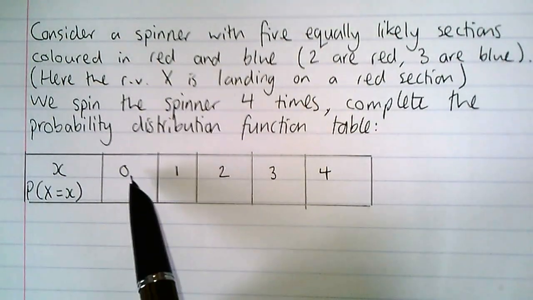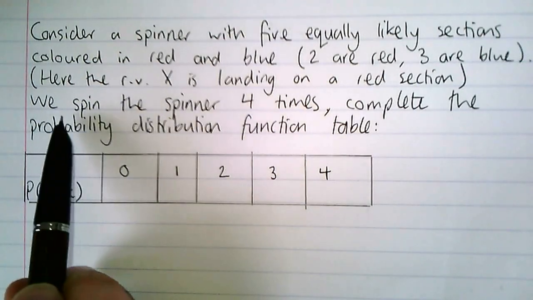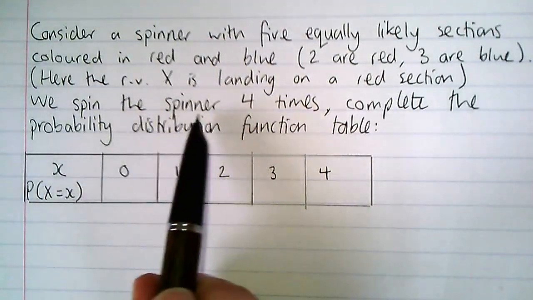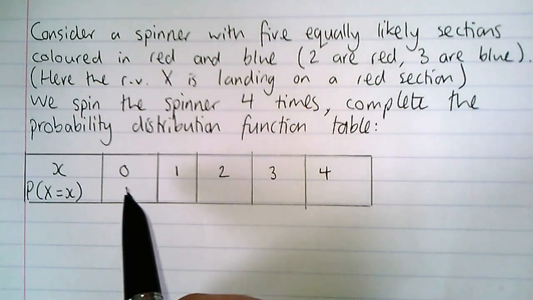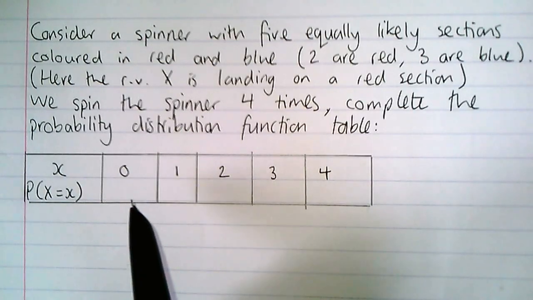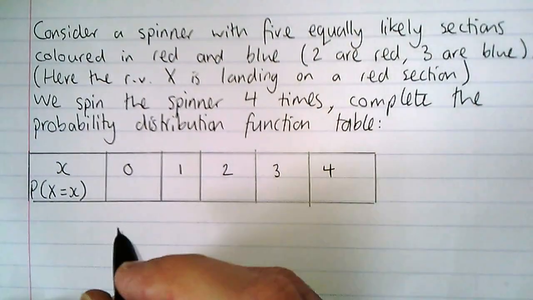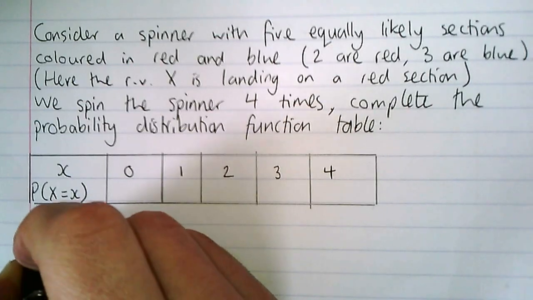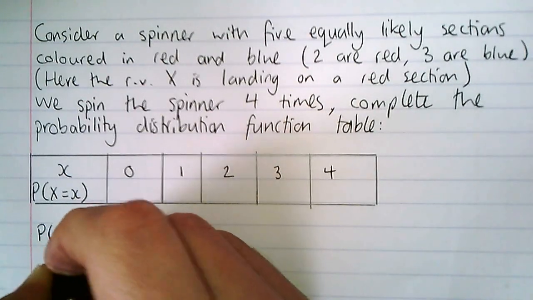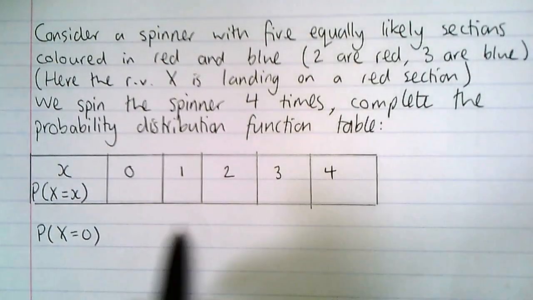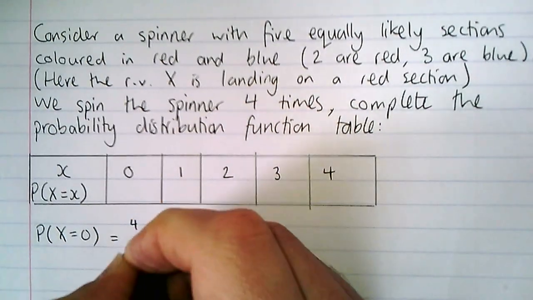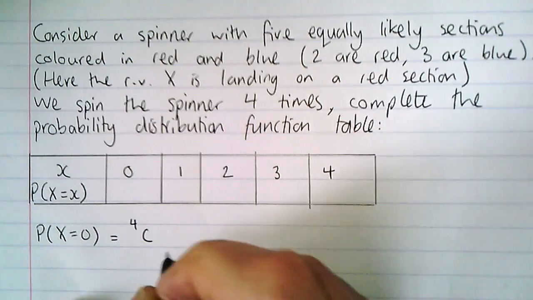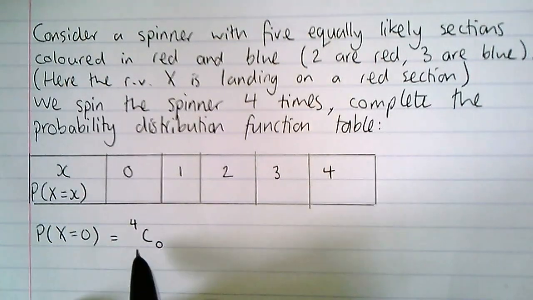So I want the probability of getting, if I spin this spinner 4 times, so it says here we spin the spinner 4 times, and we're going to complete this table. So if I spin the spinner 4 times, what's the probability of getting no reds? Red is my success. So here what we're going to do, if I want to work out the probability of getting x equals 0, how many times am I spinning it? I'm spinning it 4 times, so it's going to be 4 choose, and how many do I want to be red? I want 0, none of them to be red, so it's going to be 4 choose 0.